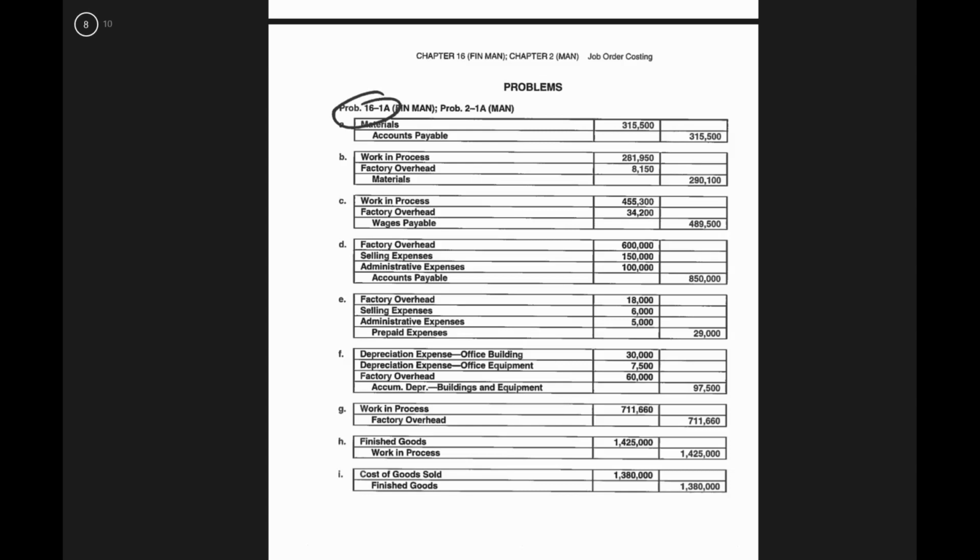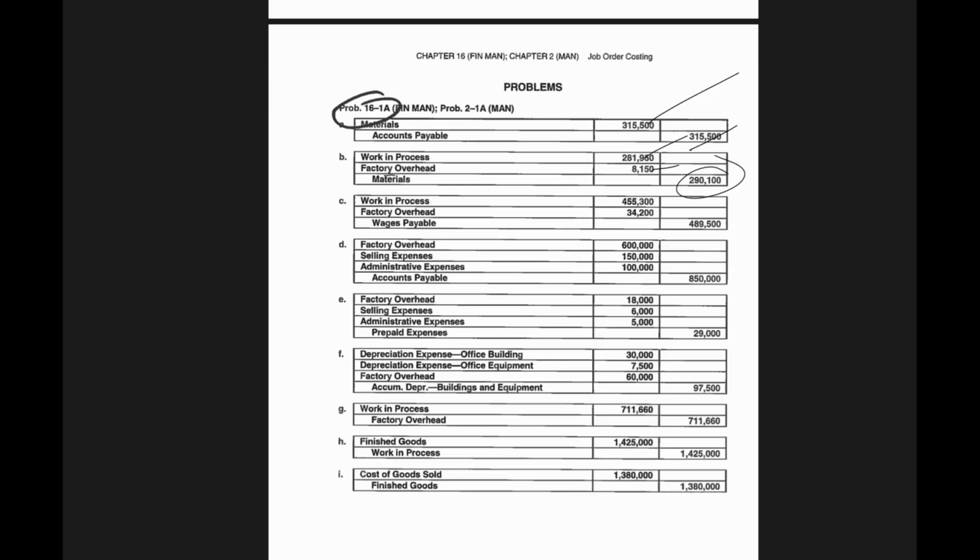All right, problem 1A. Again, it says here, journalize these transactions. Okay, so materials purchased. Here we go, putting it in AP, and we bought materials. Materials requisitioned, 290 and 8150. So 8150 is overhead, and the rest goes into WIP out of materials.